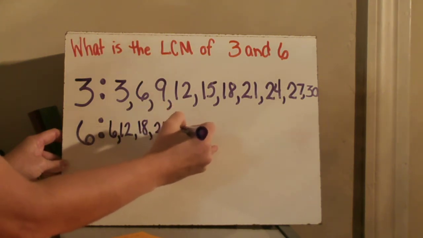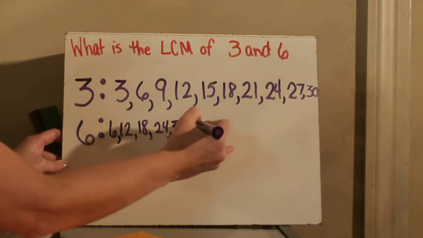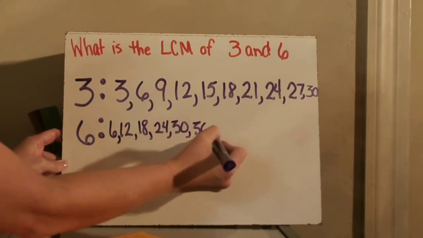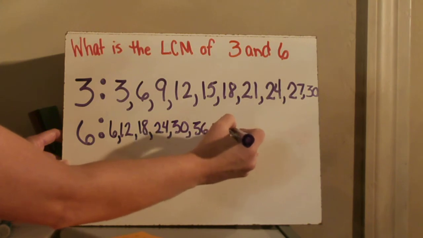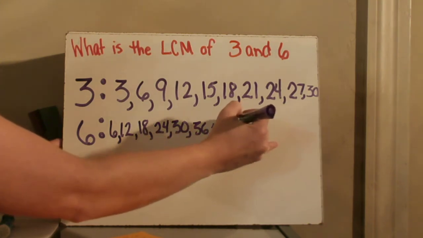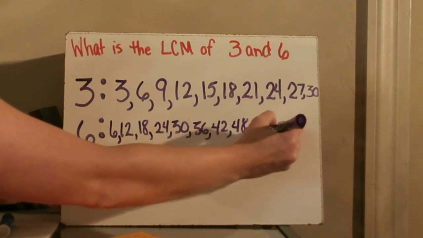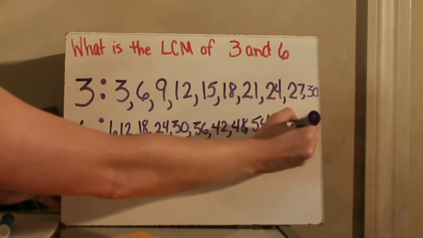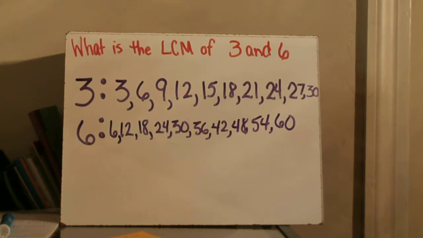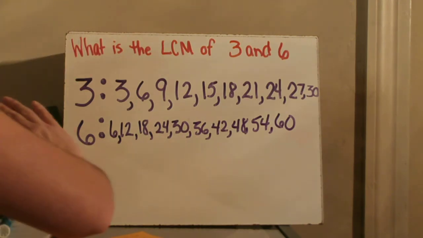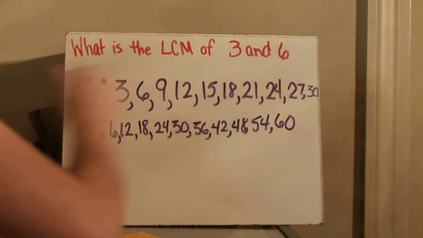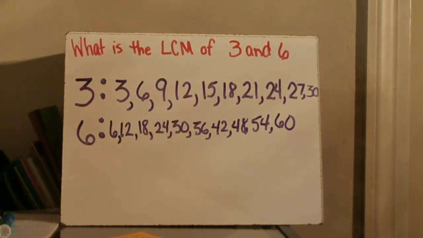6 times 5 is 30. 6 times 6 is 36. 6 times 7 is 42. 6 times 8 is 48. 6 times 9 is 54. And 6 times 10 is 60. So for the sake of learning purposes, I have simply listed the first 10 multiples of 3 and the first 10 multiples of 6. Now I'm going to look at what the common multiples are.